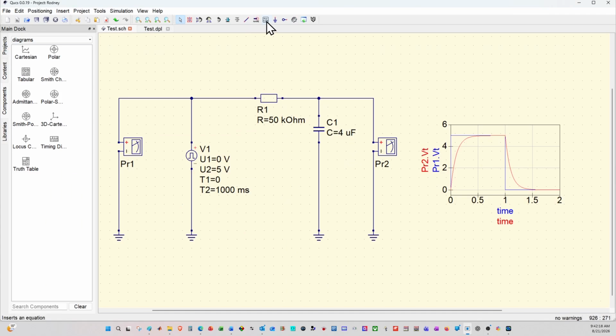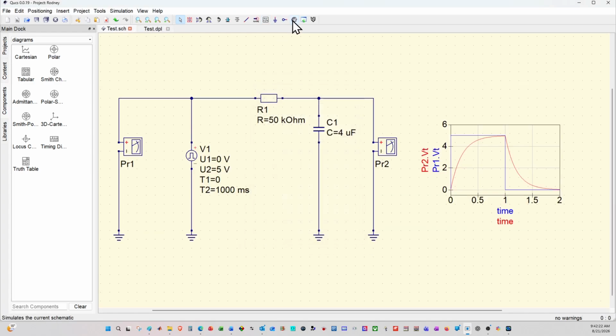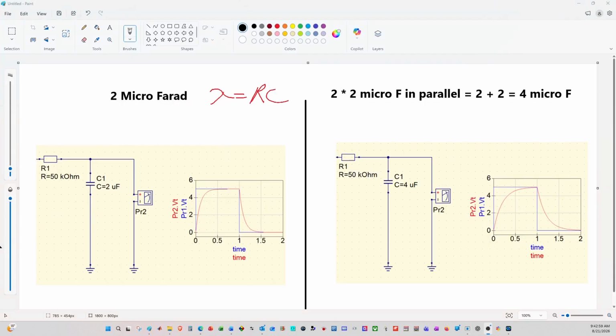If I now simulate the circuit, you're going to see how the trend differs on the right-hand side. It literally is a bigger capacitor, so it's going to take longer to charge up. And there you are able to see the 2 simulations side by side. On the left-hand side, a single 2 microfarad capacitor. On the right-hand side, the equivalent of 2 microfarad capacitors that have been put in parallel with each other. It does give us a bigger capacitance.